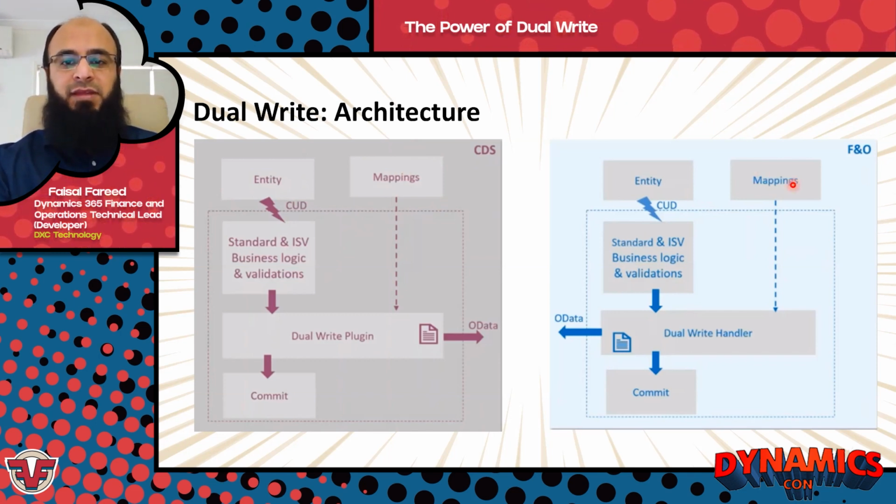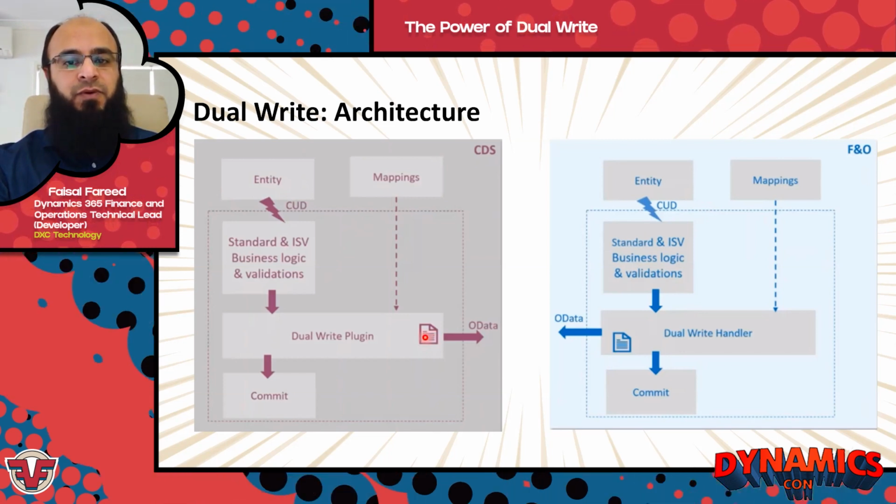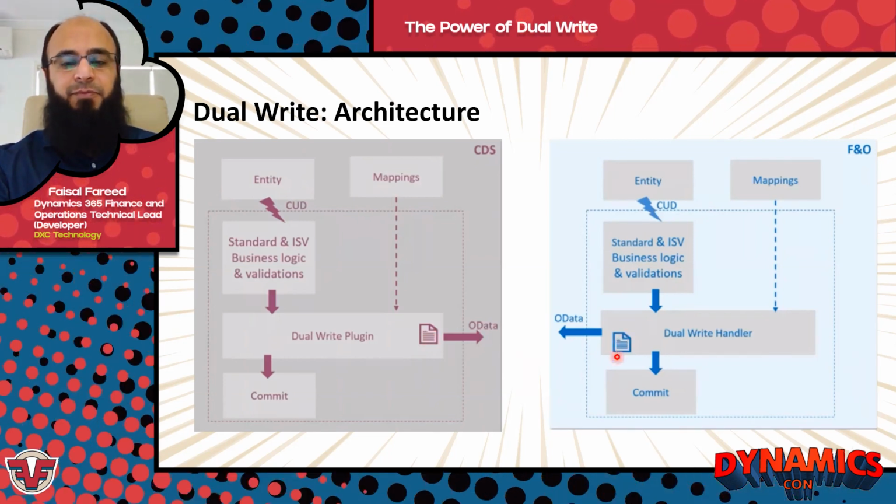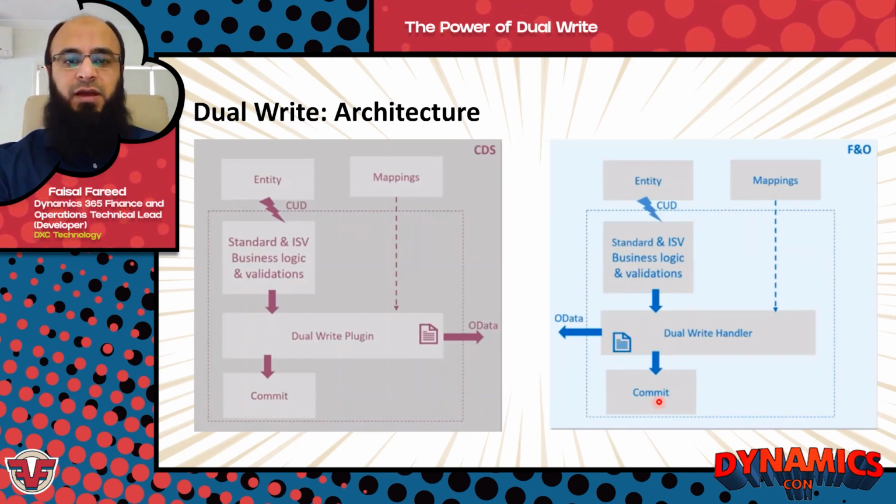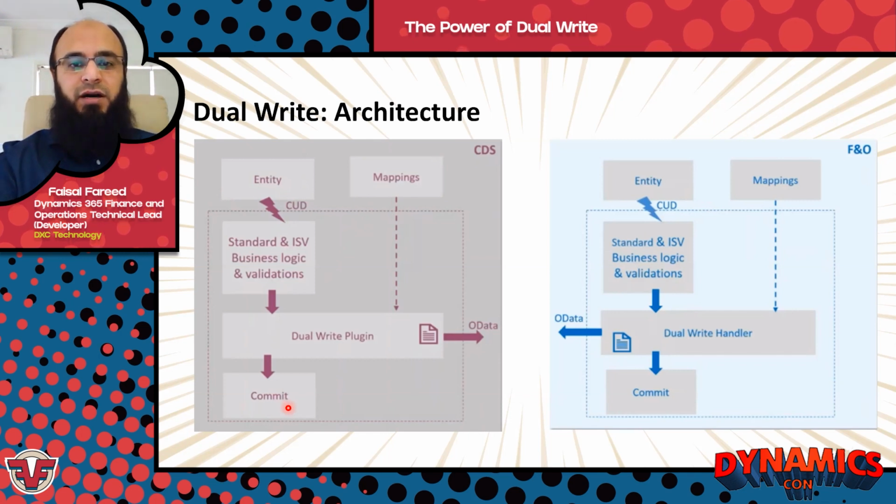Once we have data sitting over here, you can see OData here, and this is OData here. This little icon is just a file or data you can think of, and it is going across the environments using all the mappings. And then a commit happens from the FNO side, and also from the CE side. This commit is actually marking the transaction complete.